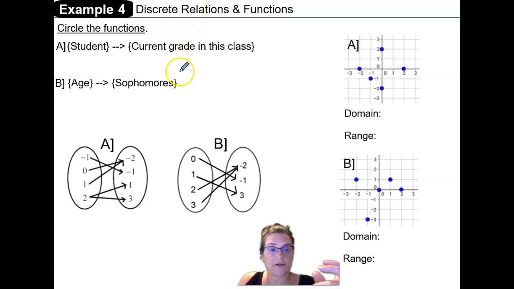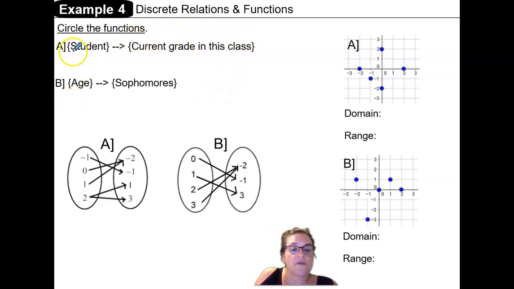sets of ordered pairs. So if we take a look at this first example here, A, we have the set of students, right? And I can tell it's a set because of the set notation with these curly braces on either side. So a set of students, and that set is being mapped to the current grade in this class. So for example, if I was going to make an ordered pair, a student in this class might be named Ben. Okay, so I have a student named Ben, and maybe Ben's current grade in this class is an 86%.